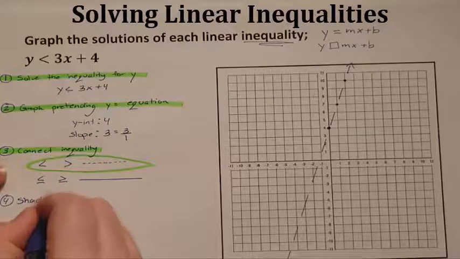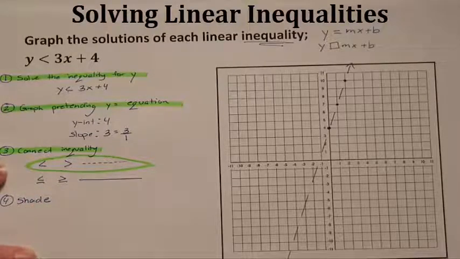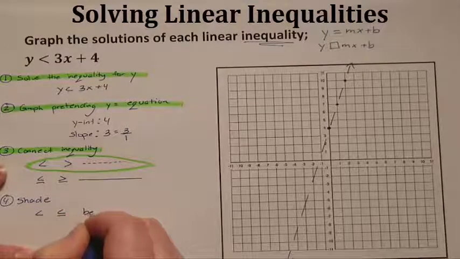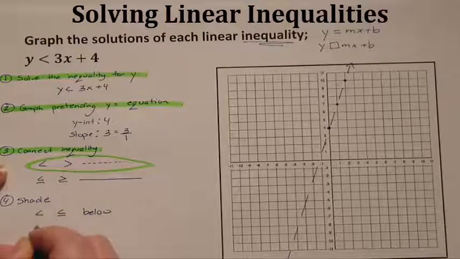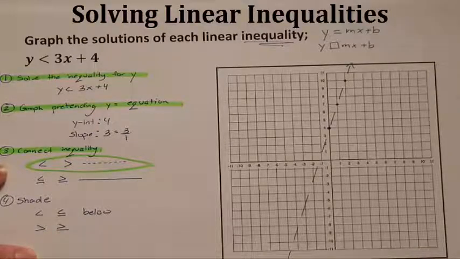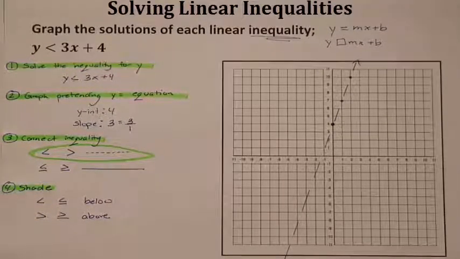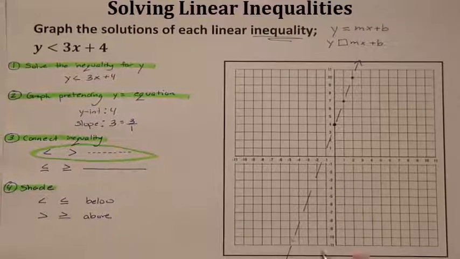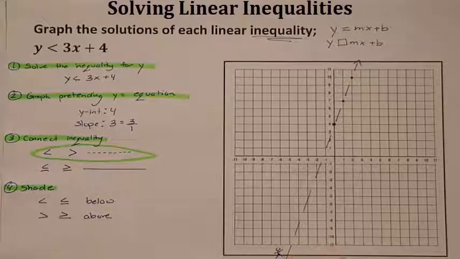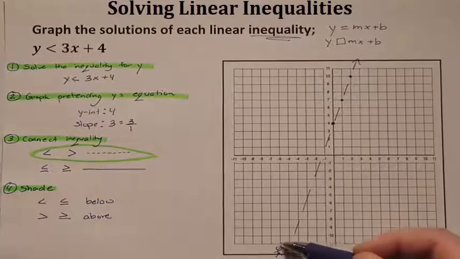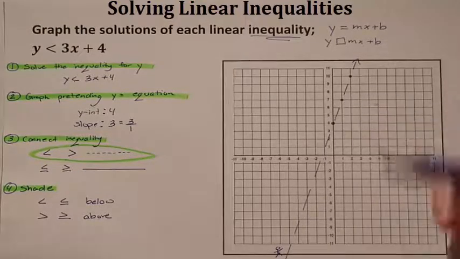So step number 4 is figuring out how to shade. Now, if it is a less than symbol, we would shade below the line. If it was a greater than symbol, we would shade above the line. So step number 4 is you trying to figure out how to shade in relation to your line. So now I need you to think about slope dude. Slope dude always starts the furthest on the left and goes from left to right. So slope dude is going to go this way on our mountain.